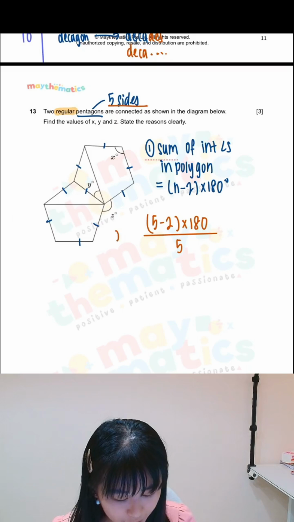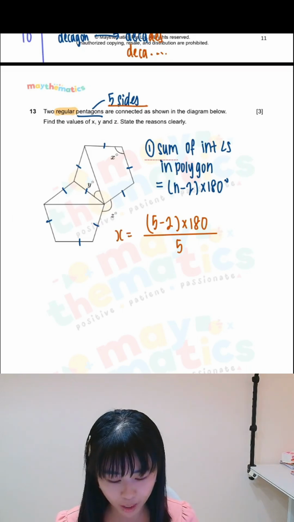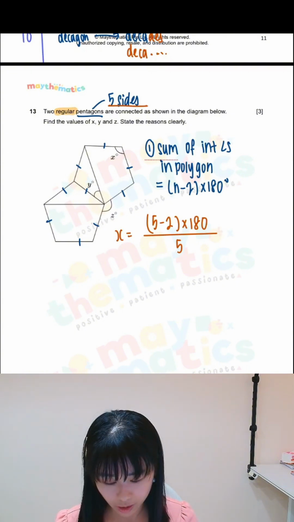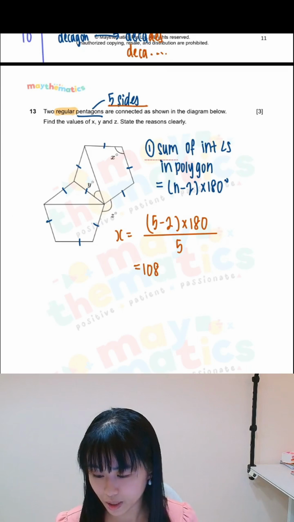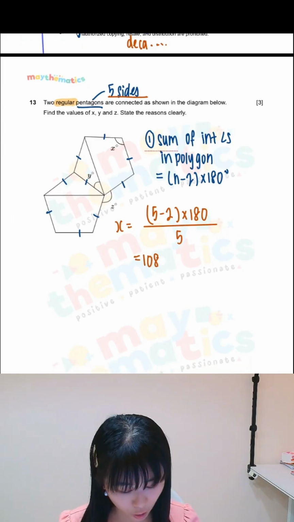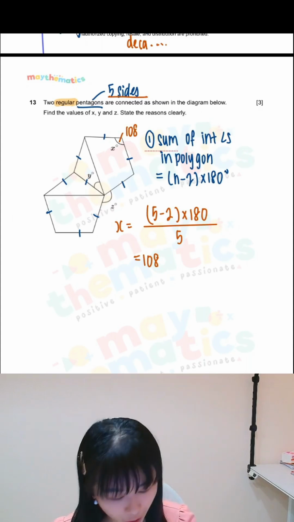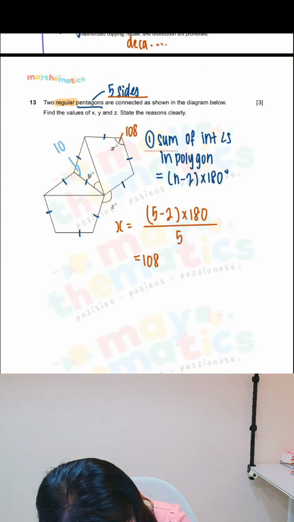So you're finding x when you're doing it this way. Clear or not, everybody? Okay? 5 minus 2 times 180, then you divide by 5. Okay, you will have 108. Yeah, 108. Okay, all good so far, x is 108. Okay, if your interior angle is 108, then this interior angle here is also 108.